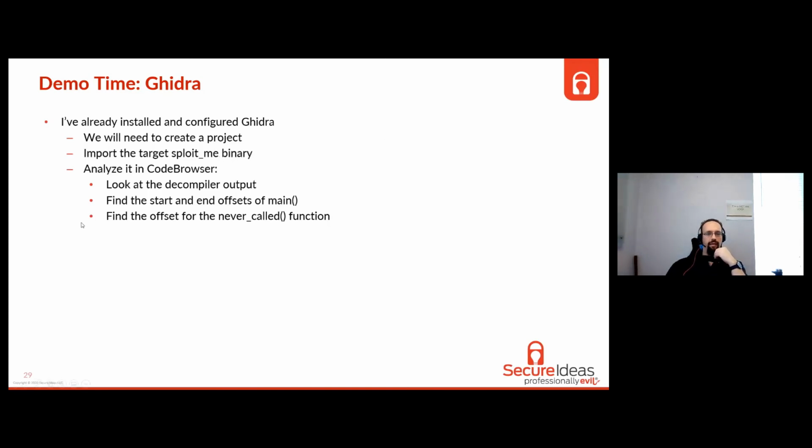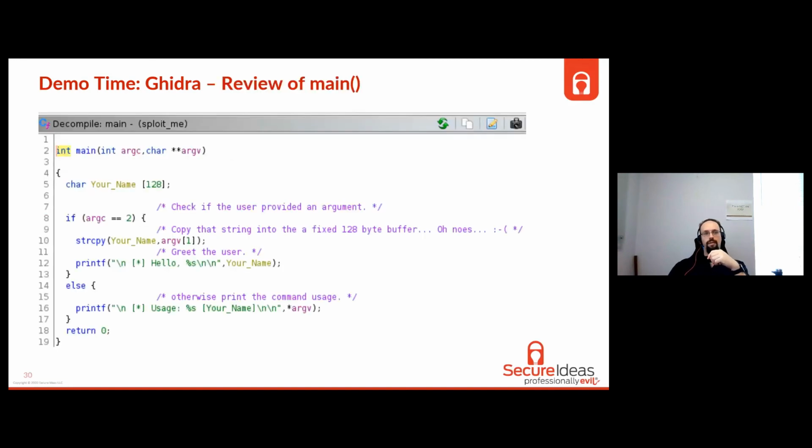Then we would also have to find the offset for never_called, because when we exploit this buffer overflow, we want that to be where we return to whenever we hijack the PC. In x86, if you're familiar, you had EIP, which was the pointer that told it the instruction that was going to execute. In ARM, it's the PC, the program counter. It tells it the offset of the next instruction that needs to be executed.